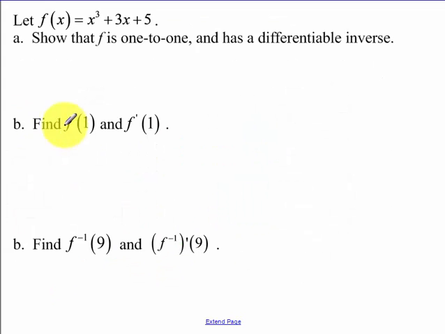So let's do an example involving that. Show f of x is 1-to-1 and has a differentiable inverse. So if I show that it's 1-to-1, then I know I have a differentiable inverse. So in order to show it's 1-to-1, I take my derivative.